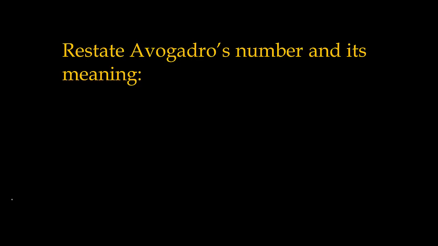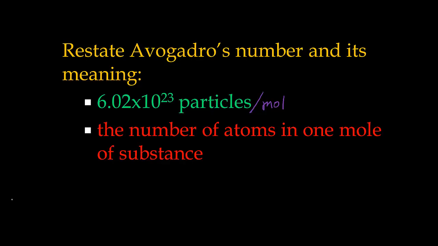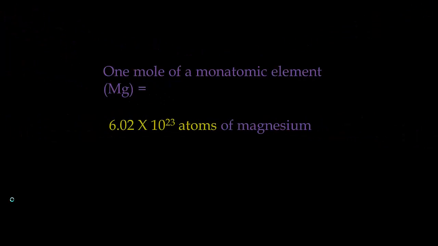Okay, we need to restate Avogadro's number and its meaning. What is Avogadro's number? Well, it's 6.02 times 10 to the 23rd particles in 1 mole, per mole. It is the number of atoms in 1 mole of a substance. That's what you've learned so far. 1 mole of a monatomic element is equal to 6.02 times 10 to the 23rd atoms of magnesium, because we have our element here is magnesium. So in 1 mole of the element magnesium, there are 6.02 times 10 to the 23rd atoms of magnesium.